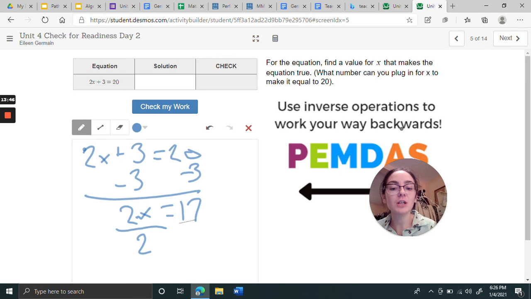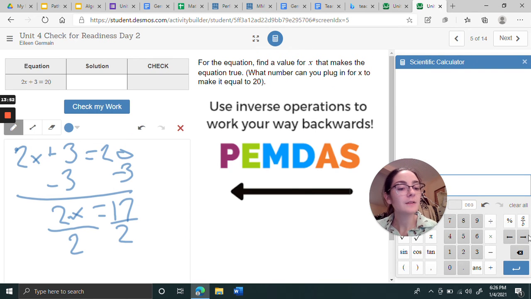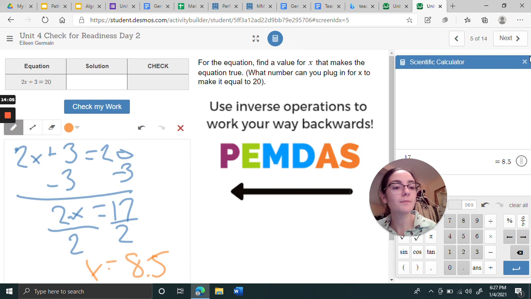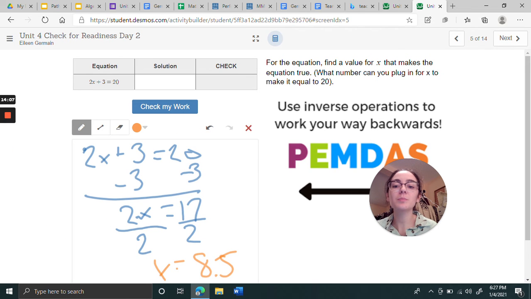Very good. Nice job. And for this division here, I'm probably going to want to use this calculator: 17 divided by 2 gets me 8.5. So this is going to be x is equal to 8.5. There we go. Awesome job, guys. So for this one, we would plug in this 8.5.